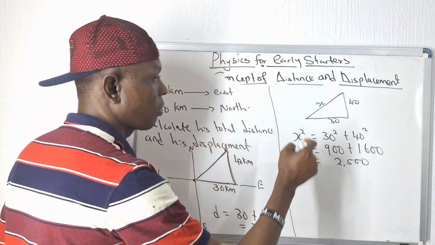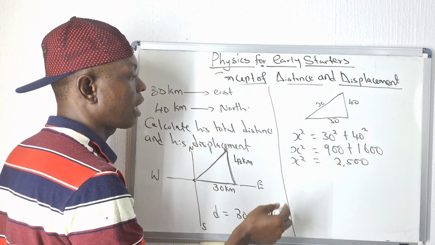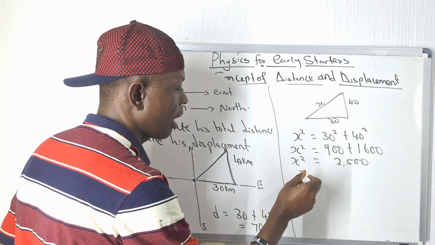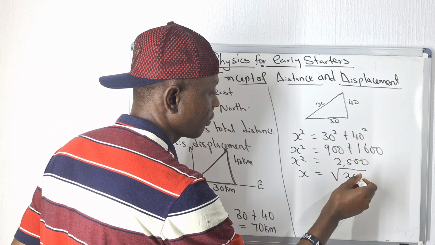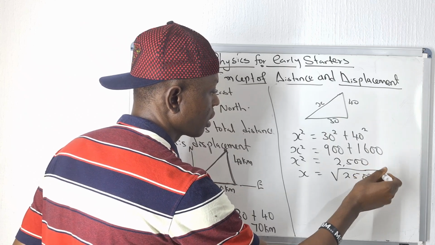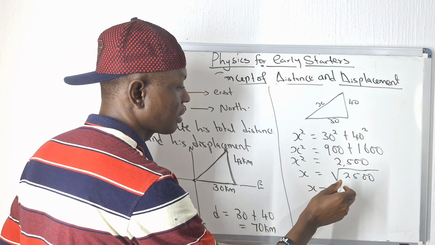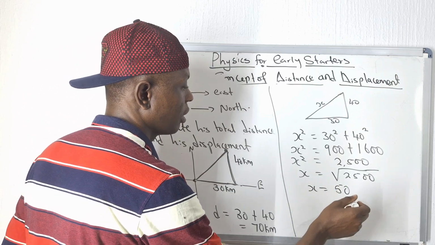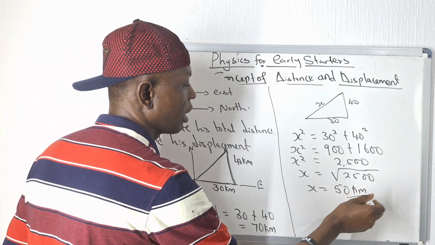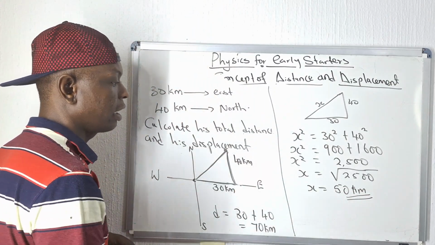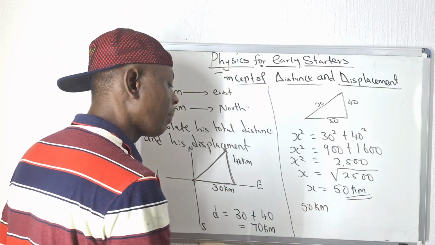That should be 2500. Now we want x. We take the square roots of both sides. X will be the square root of 2500. And the square root of 2500 is 50. So therefore, x is 50 kilometers. So it means that the displacement is 50 kilometers. But it is not yet complete.